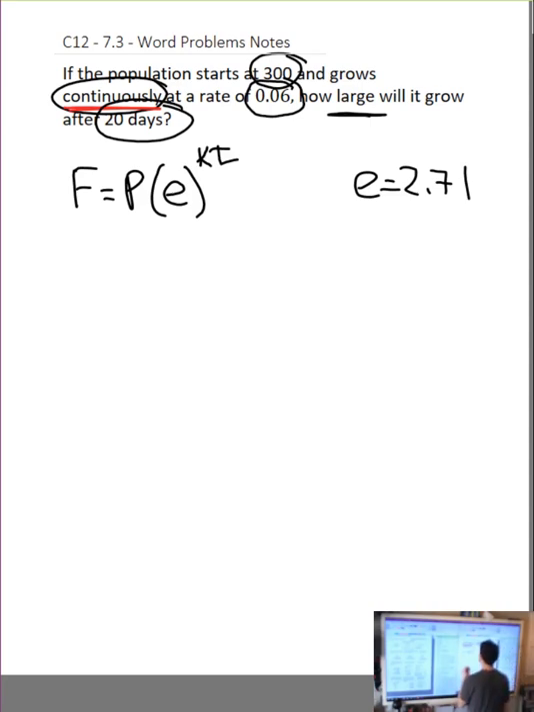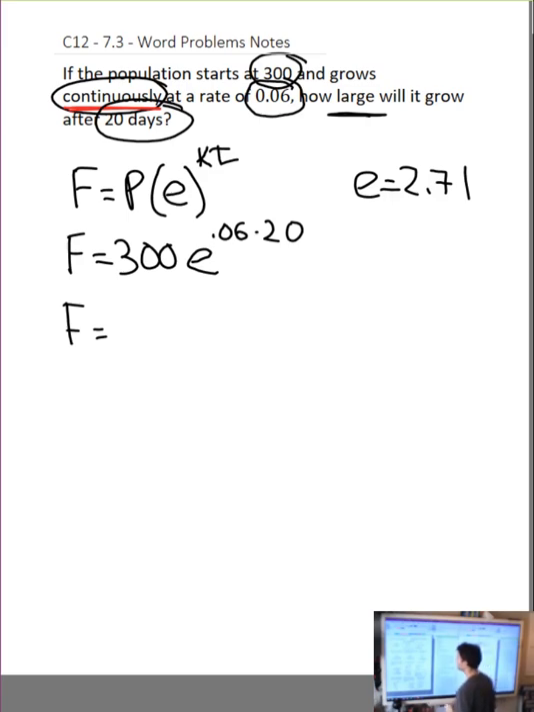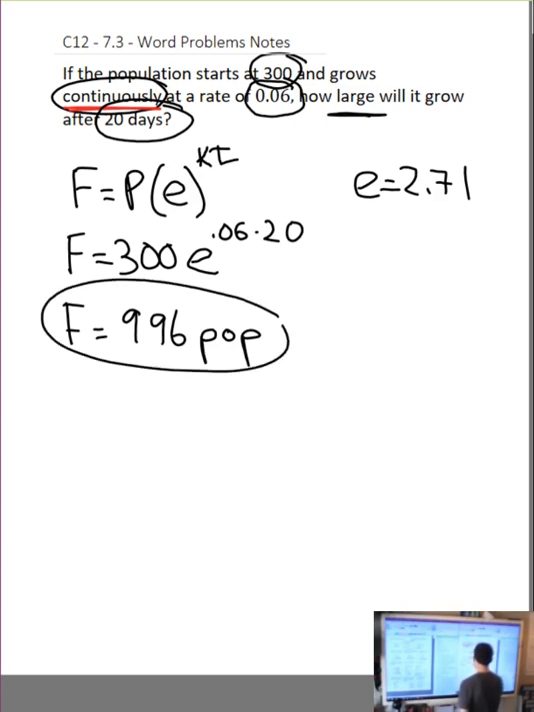So the future value, we don't know. We're looking for the future value. The present value is 300. e, the brackets were unnecessary. k is 0.06 times the time of 20 days. So there I can just type that into my calculator and I get 996. And again, that is a population, so we are going to round to the nearest integer.